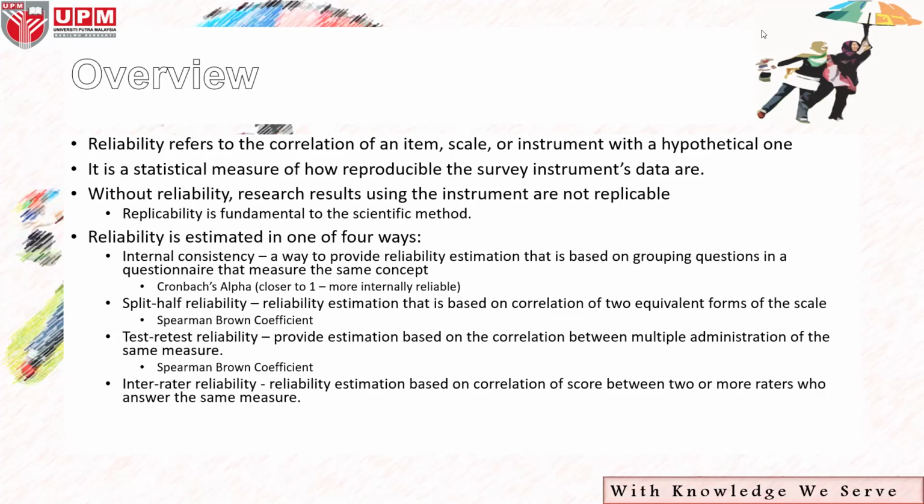Okay, next one. It is a statistical measure of how reproducible the survey instrument's data are. Without reliability, research results using the instrument are not replicable. Maksudnya it cannot be used. Replicability is fundamental to the scientific method. So when we conduct a study, it should be replicated, not duplicated, replicated. So similar to our study.